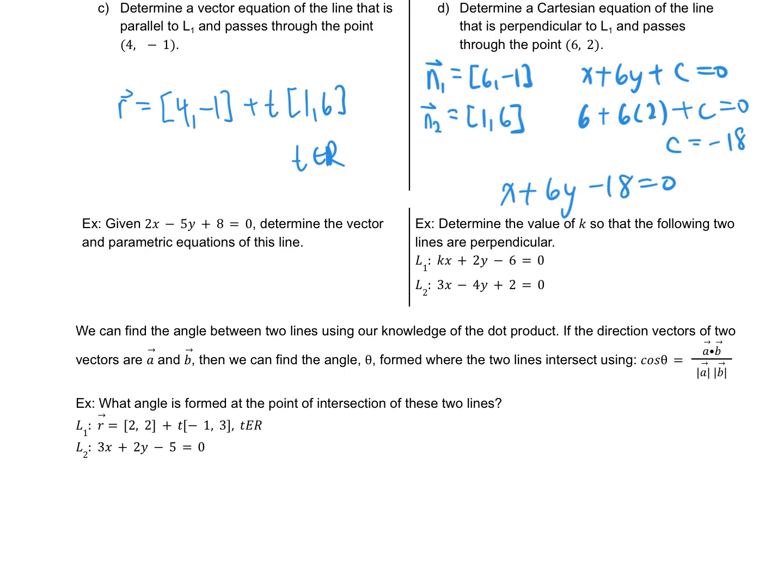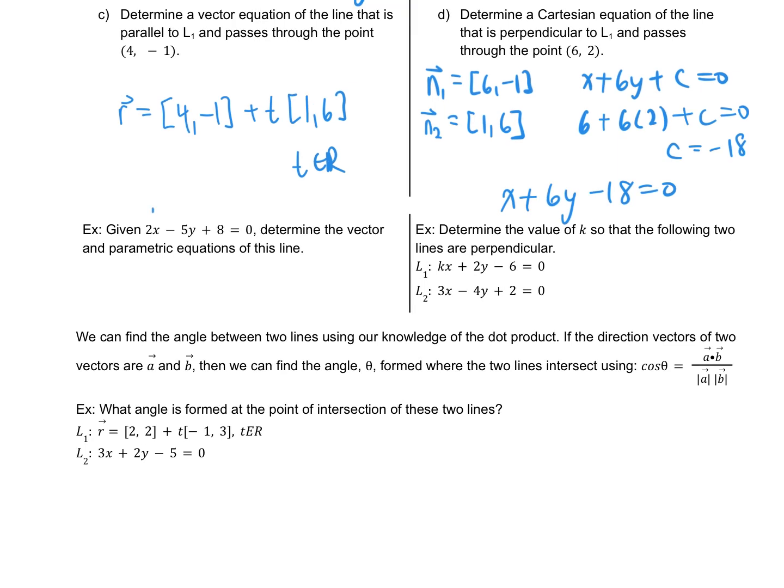Given 2x minus 5y plus 8, determine the vector and parametric equations of this line. So we know that the normal of this line is 2, -5, which means the direction vector must be 5, 2. And the only other criteria I'm going to need here is a point on this line. And I can pick whatever I want. So just looking at it, I'm going to say I want y to be 0. And if it is, then this is what I'm left with. X equals -4. There's a coordinate, -4, 0.